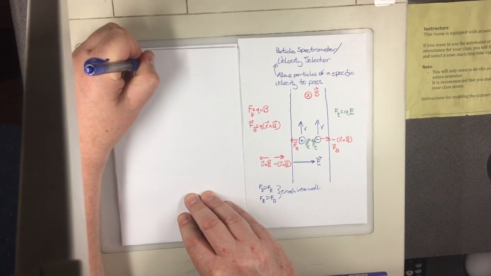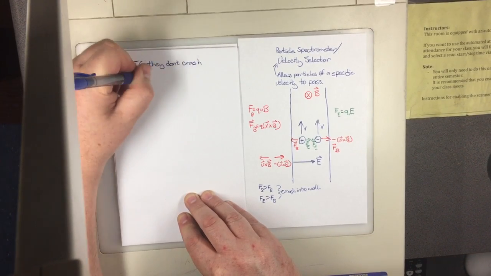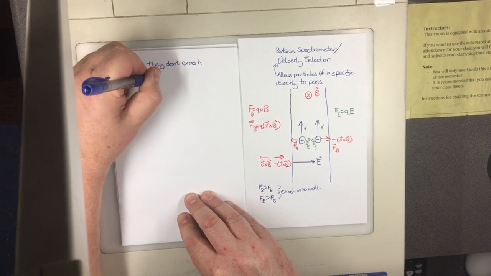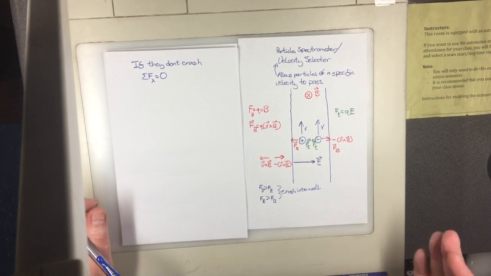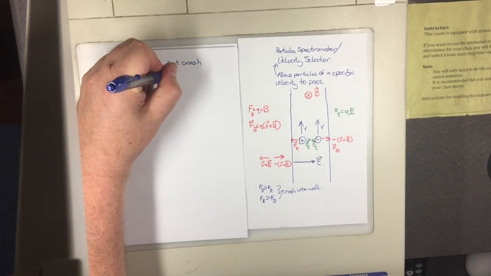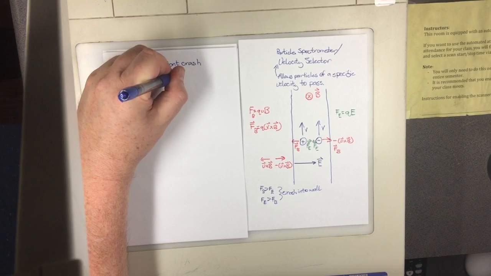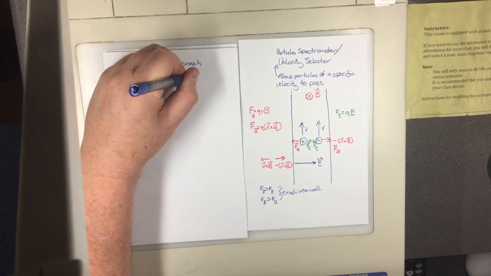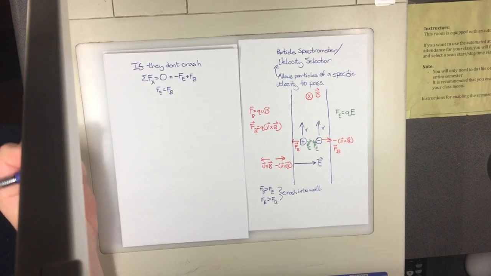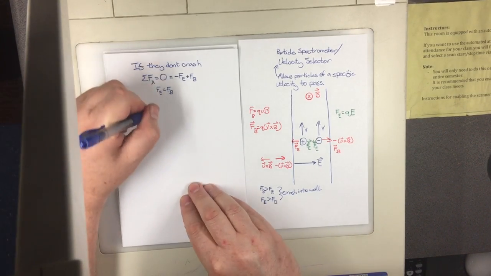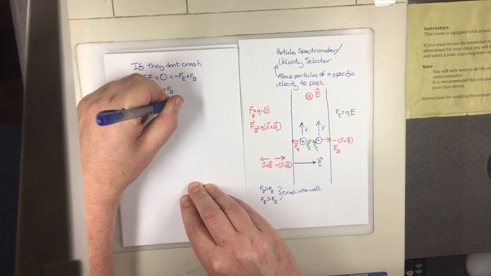If they don't crash, the sum of the forces in the x direction is zero. It's in translational equilibrium, which means it's not going from left to right. This means that in both cases, they're opposing each other, so I don't really care about the sign. All I care about is that one is negative and the other is positive, so that FE is equal to FB, which means that QE is equal to QVB.